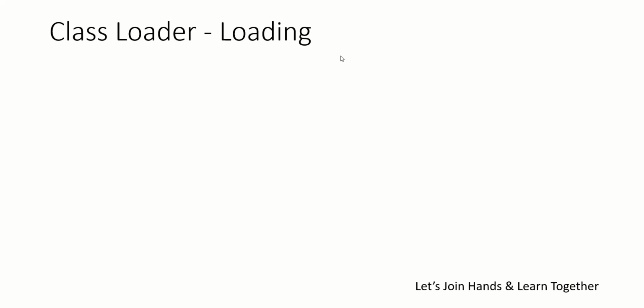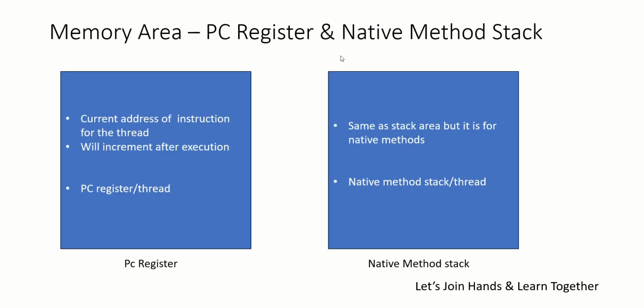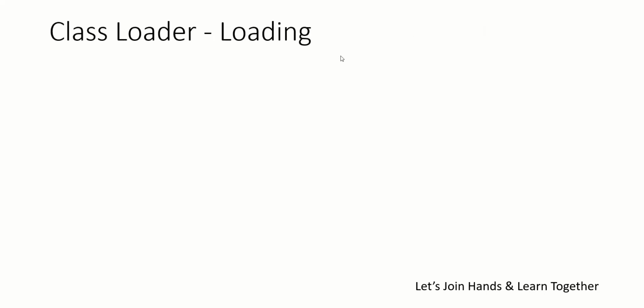Now we understand what the memory areas are. We have seen the method area, heap area, stack area, PC register, and native method stack. This is the memory area of the JVM. Now we are going to see the class loader subsystem. As I already told, it has three different activities: loading, then linking, then initialization. First of all, we will see what loading is.